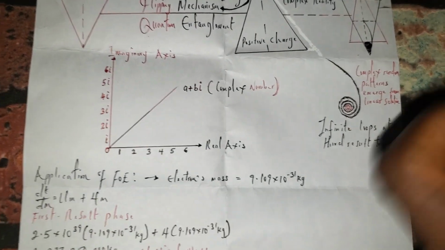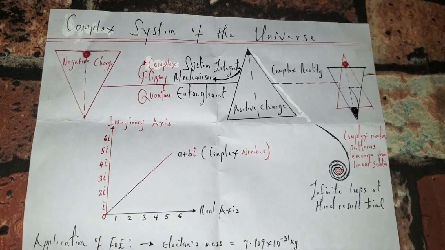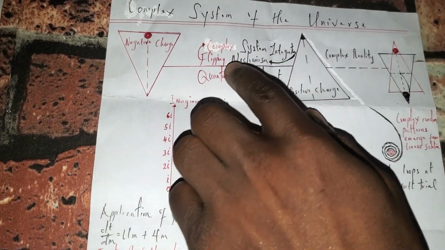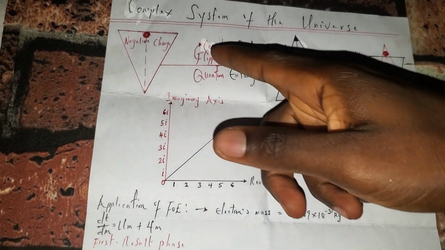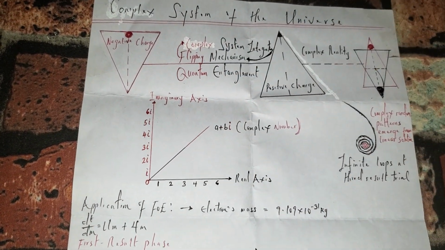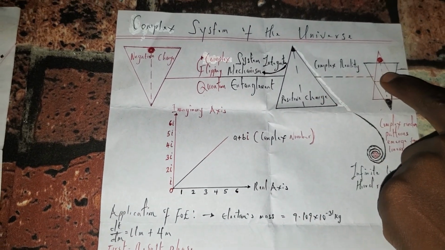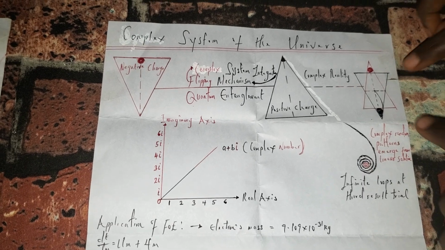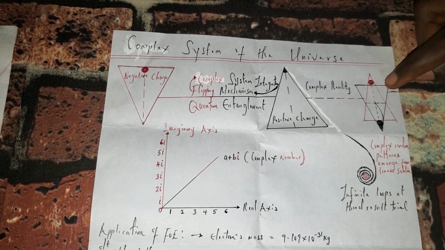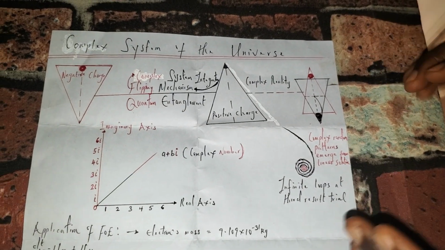So now the flipping of positive charge to negative charge, we can liken that to flipping mechanism. But then the complex system integration will have to be beyond this particular one. It will travel beyond to connect to the complex reality, which is a phase where we have the stacking of the inverted equilateral triangles.